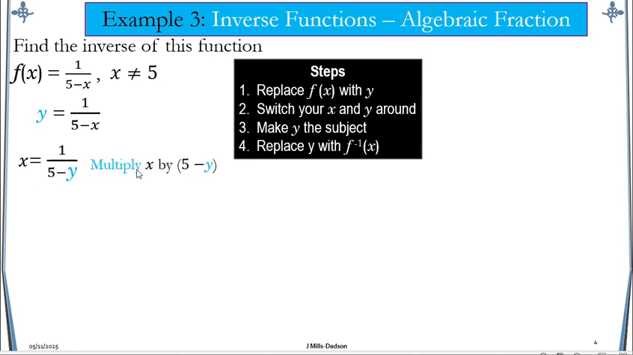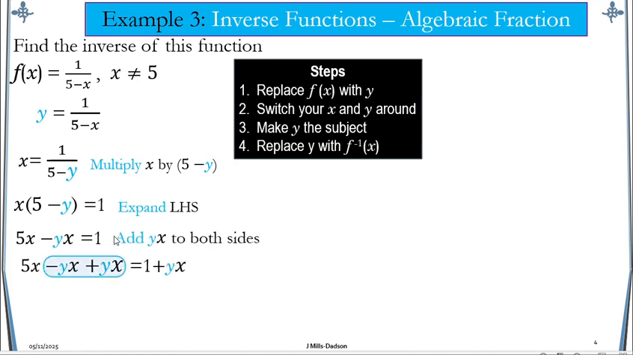So doing that means you're going to multiply x by quantity 5 minus y and put it on the left hand side, and 1 times 1 will be 1 on the right hand side. So this is what you will have. So now let's expand. So we're going to have 5x minus yx equals 1. Now I want the yx to become a positive term, so I'm going to add yx to both sides of the equation. So I'm going to end up having 5x equals 1 plus yx. It will still give us the same answer at the final stage if you subtracted 5x from both sides. The final answer will be the same.